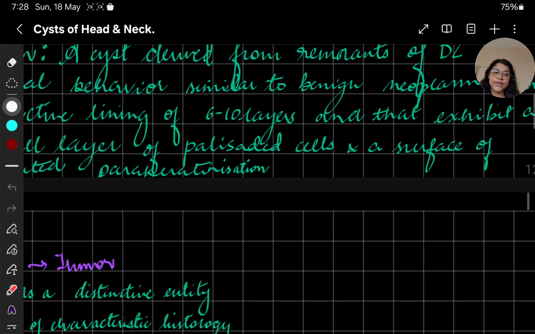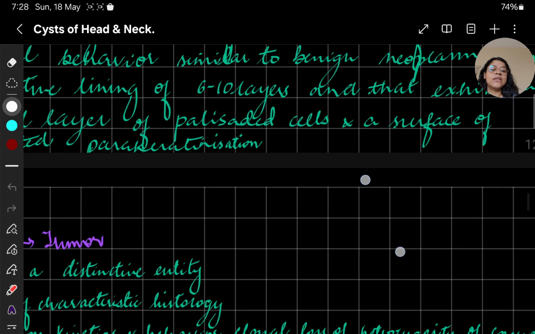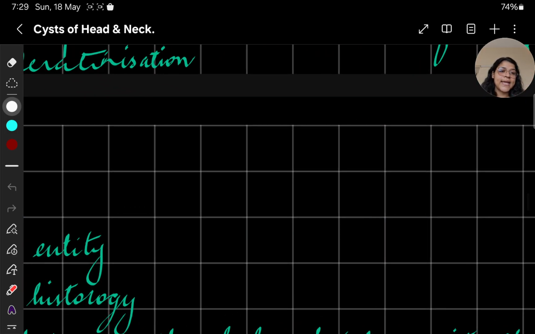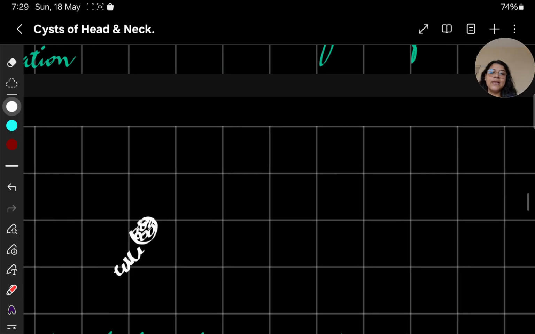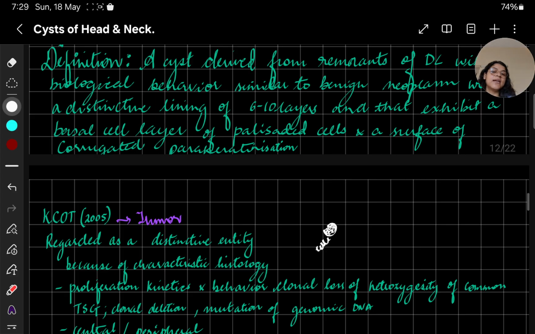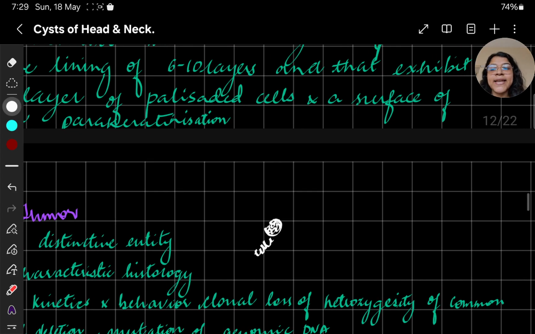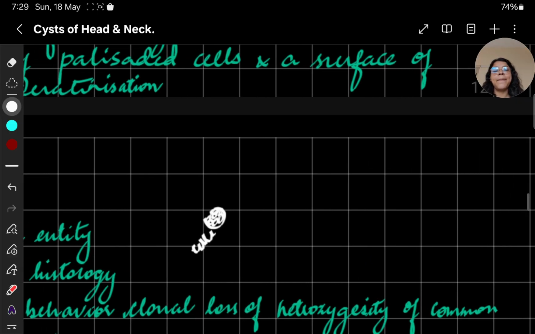So what he said was that odontogenic keratocyst arises from remnants of dental lamina, which are the cell rests of Serres, and it has a characteristic behavior similar to that of a benign neoplasm. You know what a benign neoplasm is; we have learned. If you don't know, go and see my videos. Then he said it has a distinct epithelial lining of 6 to 10 layers that exhibit basal cell layer palisading.